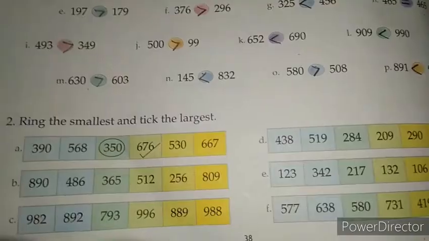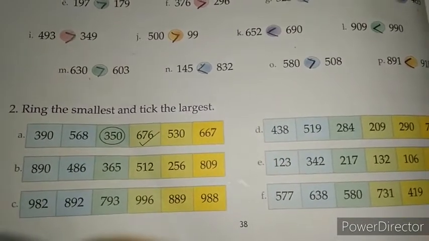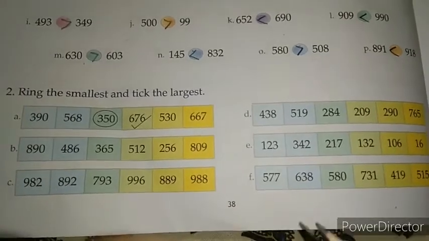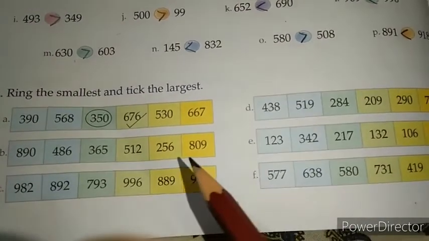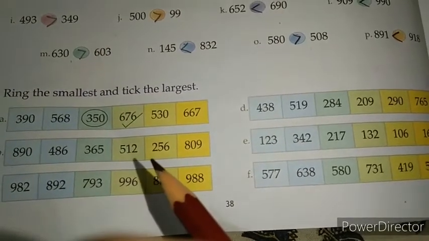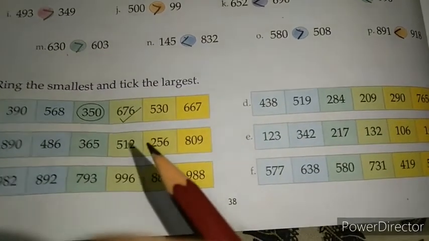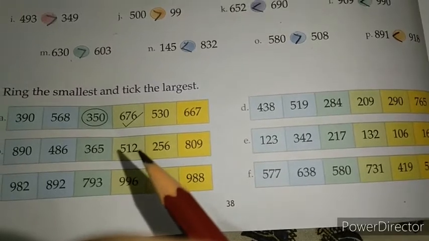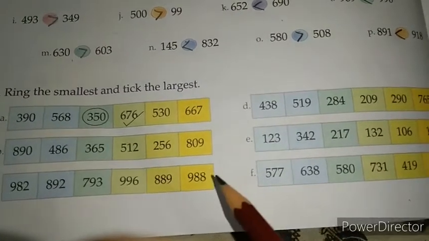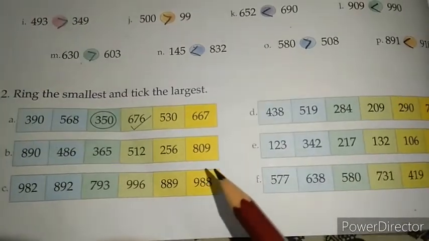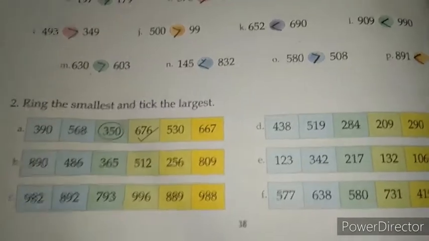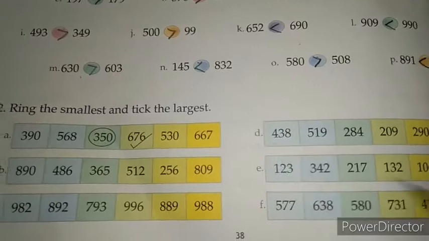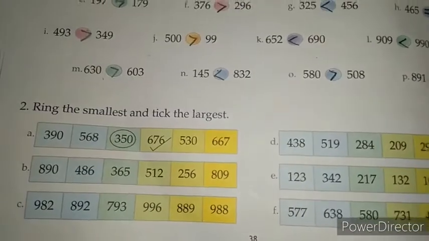Very good. Second question: ring the smallest and tick the largest. Students, here we have some numbers. In this question we have to circle the smallest number and tick the largest number in the pattern. Okay, so let's start. First one is done for us, then we will start from the second.